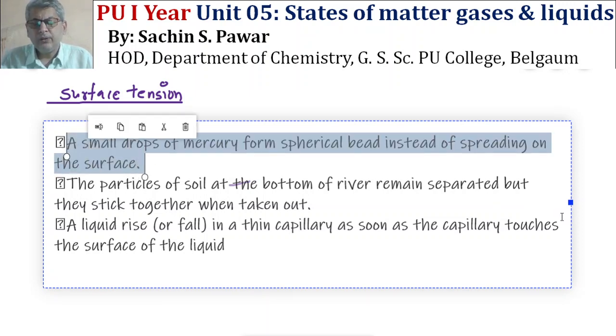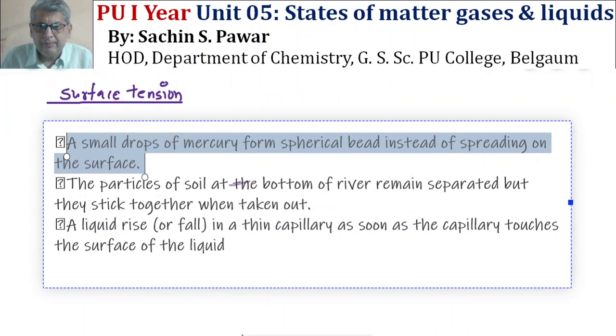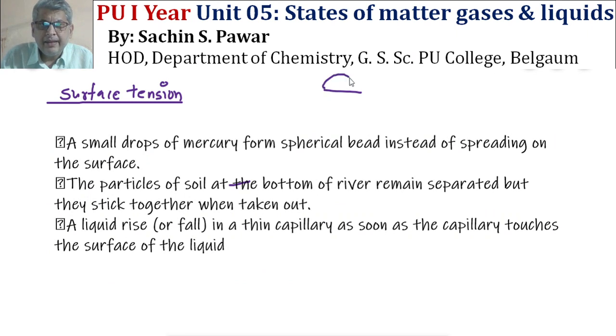A small drop of mercury forms a spherical bead instead of spreading. If you take a mercury drop and drop it on glass, you will see that it won't spread like a normal liquid. It will form a spherical bead, like a bun. It will have a shape like a bun. On the glass surface, a drop of mercury will appear like this. Why will it show a spherical bead instead of spreading?